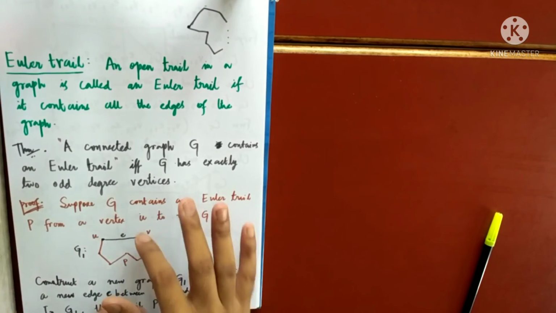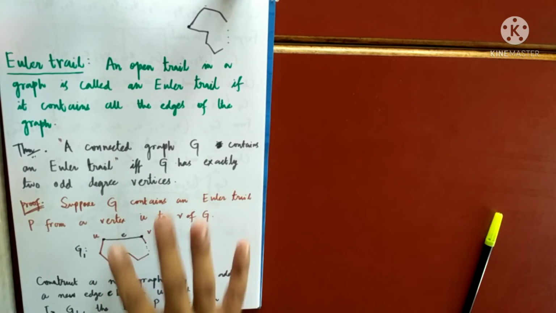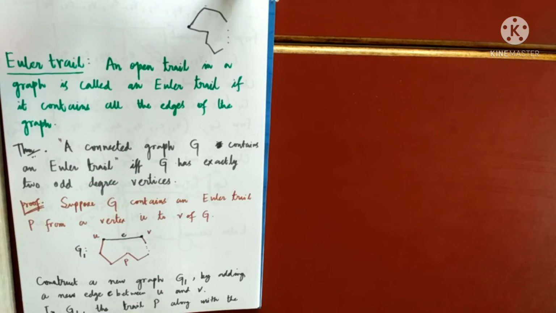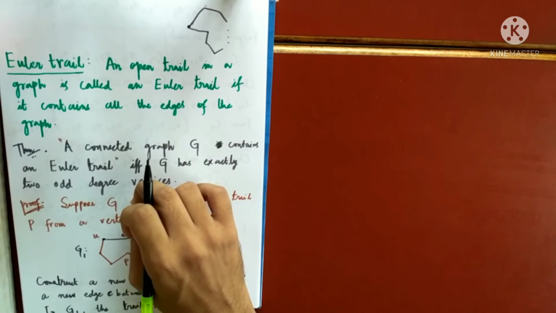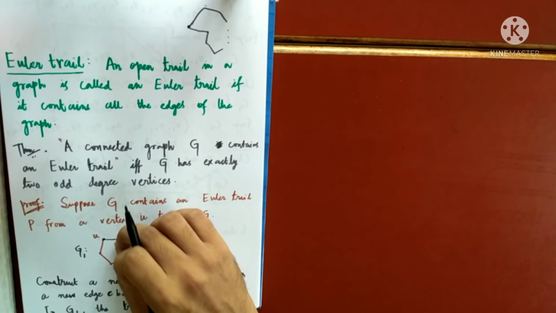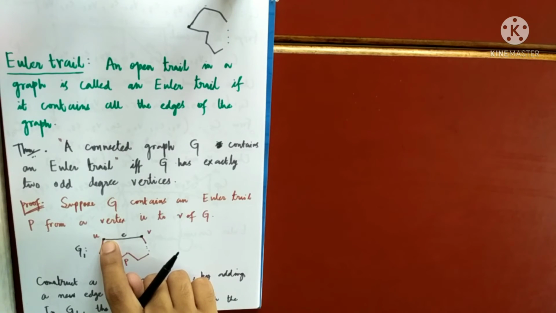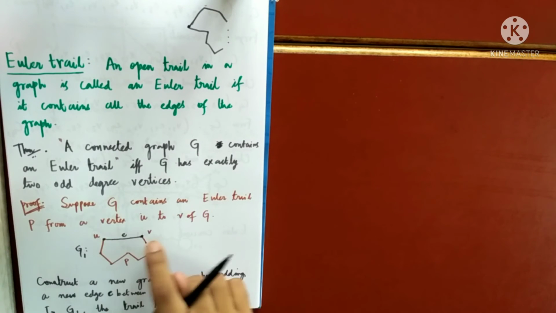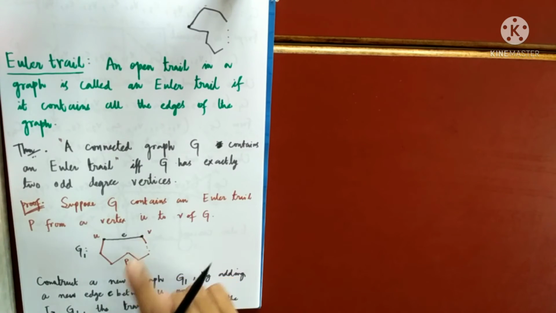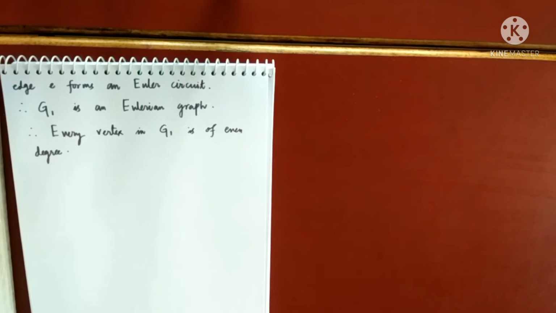So this is my new graph G1. Here the degree of every vertex is even. Now, if I remove this edge to get the graph G back, that means I am reducing the degree of U by 1 and reducing the degree of V by 1. Right? That means the degree of U must be odd and the degree of V must be odd. Am I clear what I said?